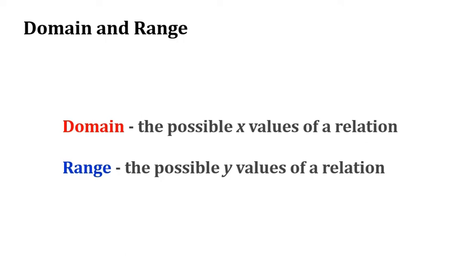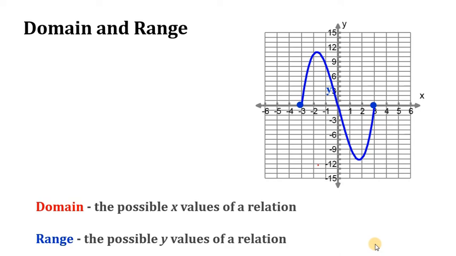Domain, by definition, is the possible x values of a relation, and the range is the possible y values of a relation. Let's do the first one here. Let's do the domain. The x values for this particular case is limited from -3 to +3. The y values will be also limited, and it goes from -11 to +11.